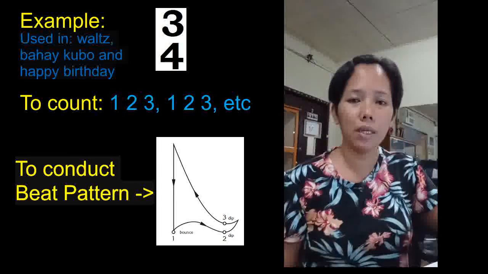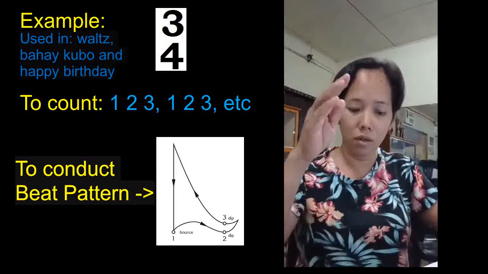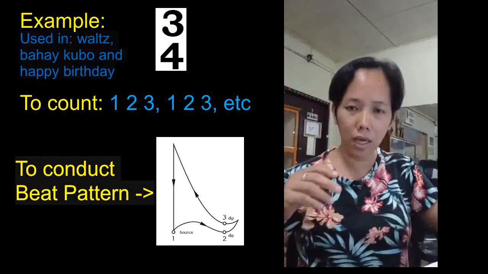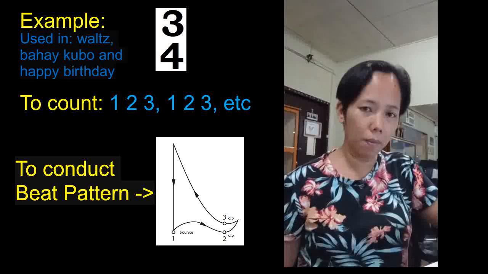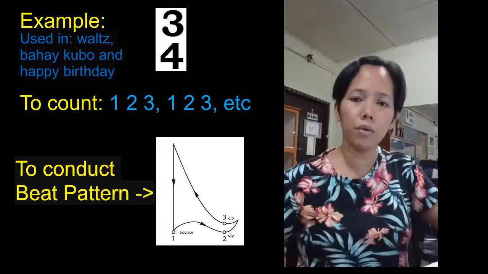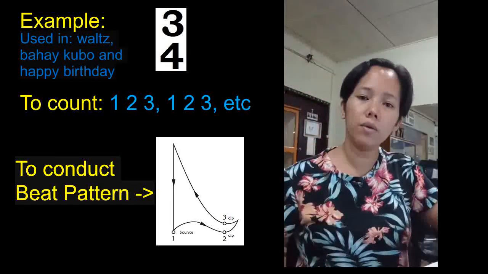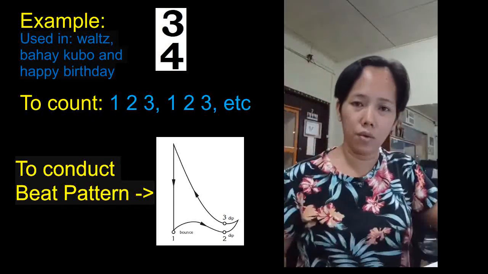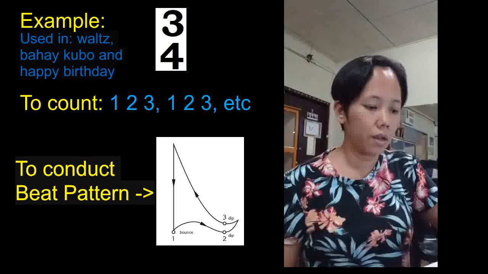But if we are going to beat it, the pattern would be, so from up, you're going to drop it, 1, and then to the side, 2, and then up, 3. 1, 2, 3. Now that's for the 3-4.